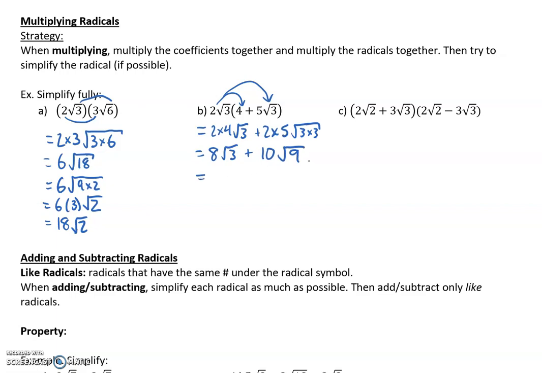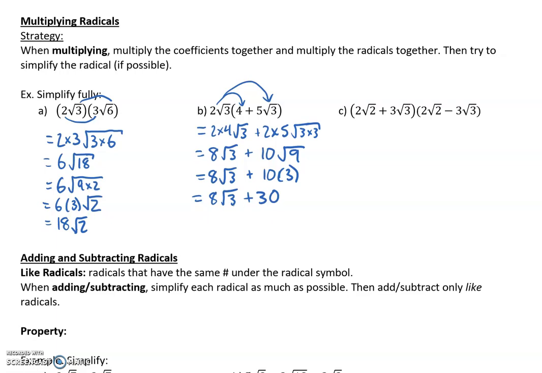Well, you'd be tempted maybe to keep root 9, but we should recognize it's a perfect square. And so this is going to simplify to 8 root 3 plus 10 times root 9, which is 3. And so this is going to give us 8 root 3 plus 30. These are not like radicals, as we'll figure out very shortly, and so we cannot simplify any further. That is the final answer.